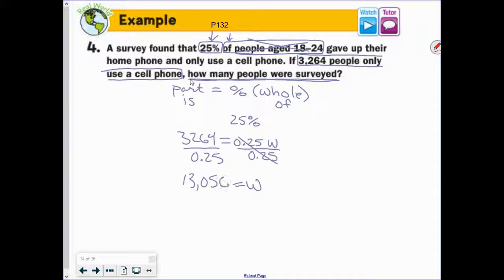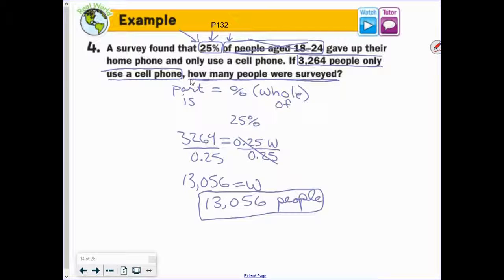And I end up with 13,056. And I have to ask myself, what am I answering? It says, how many people were surveyed? Oh, so they surveyed 13,056 people. And of the 13,056 people aged 18 to 24, 3,264 of them use a cell phone.